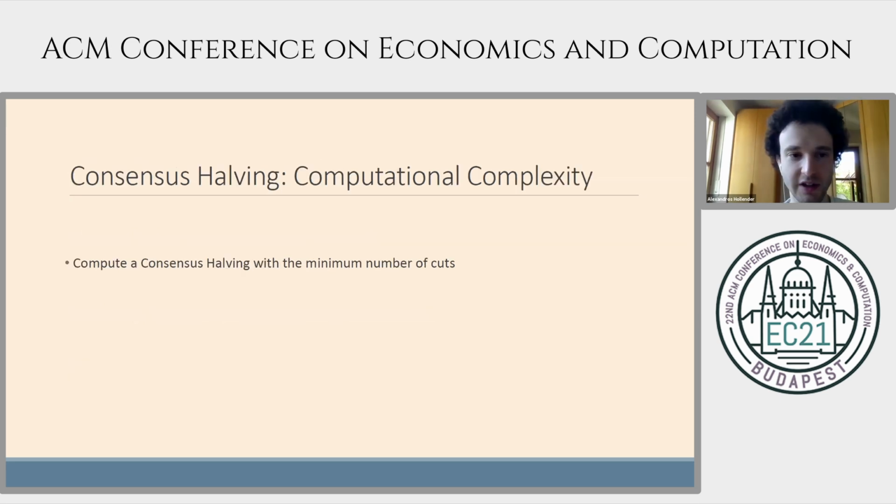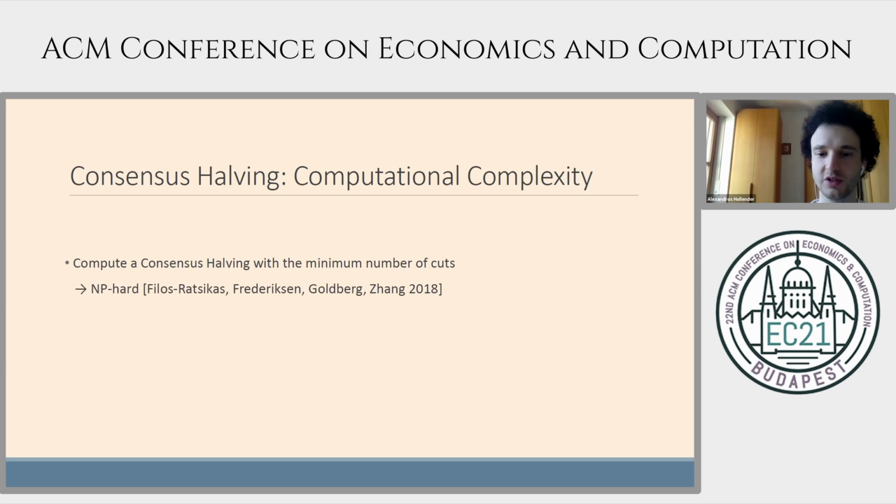So in computer science, we're interested in studying the computational complexity of problems associated to this consensus-halving problem. And the first natural problem to study is what is the complexity of computing a consensus-halving with the minimum possible number of cuts for this instance. And it's not too hard to show that this problem is actually NP-hard.